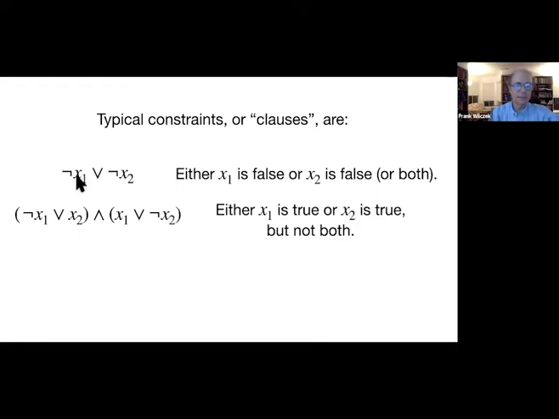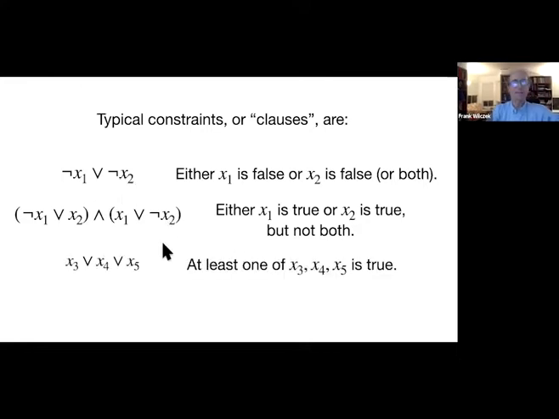So we have not x1 or not x2 means either x1 is false or x2 is false, and this one is not x1 or x2. So this one says that either x1 is false or x2 is true. But then you also want to have, and x1 is true or x2 is false, and so forth. You can easily convince yourself that you can make very complicated, in fact, arbitrary logical statements by these kinds of formulas.